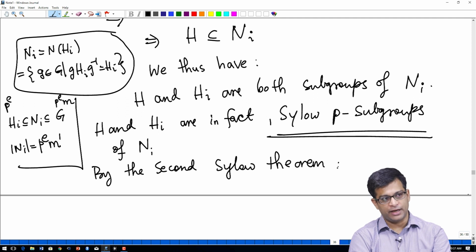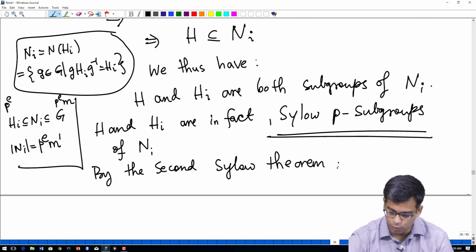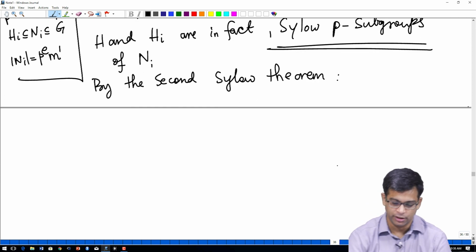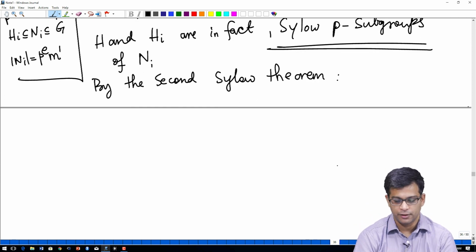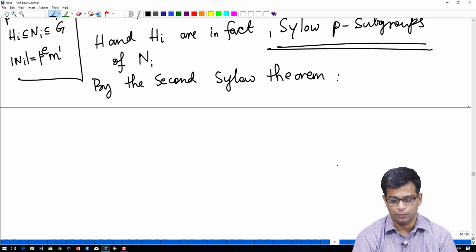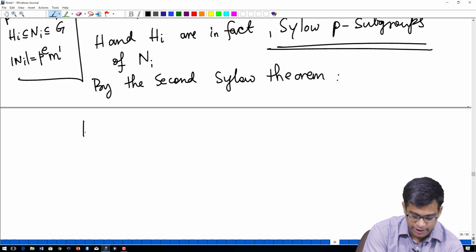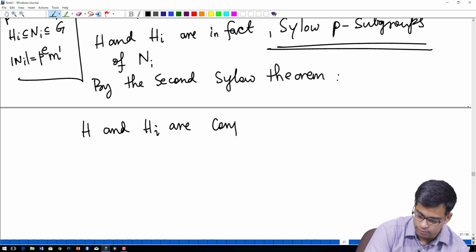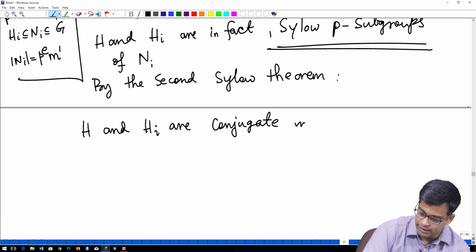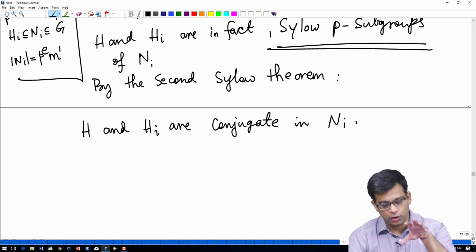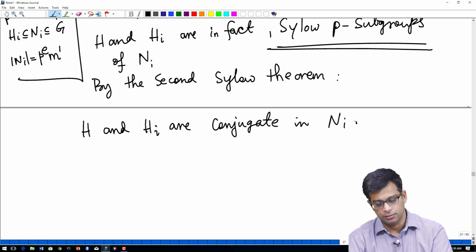So Sylow p-subgroups of N_i are subgroups of order p^i, and we know that H and H_i are both subgroups of N_i and both have order p^i. So they are both Sylow p-subgroups of N_i. Now, what does the second Sylow theorem say? It says that any two Sylow subgroups are conjugate. So H and H_i are conjugate in N_i. Here I am only focused on applying the theorems to N_i, not to G.